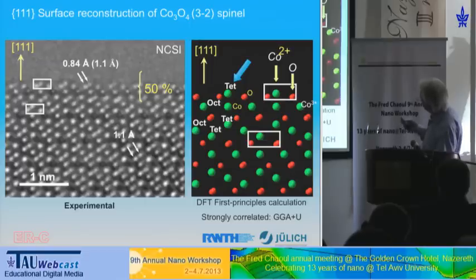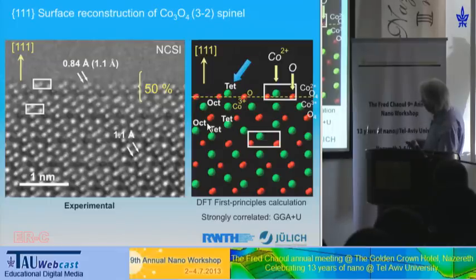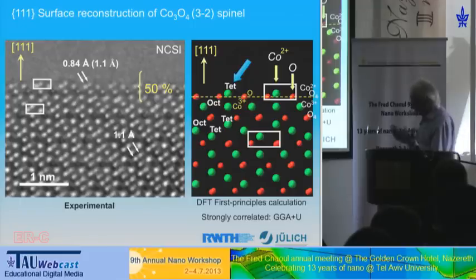And we get, for instance, the result that the cobalt at the outer layer here is in a tetrahedral coordination. That means it must be two-valent cobalt. Then we have an oxygen layer, and the next cobalt layer is in the octahedral coordination, threefold cobalt, and so on. We can find these things quite nicely.